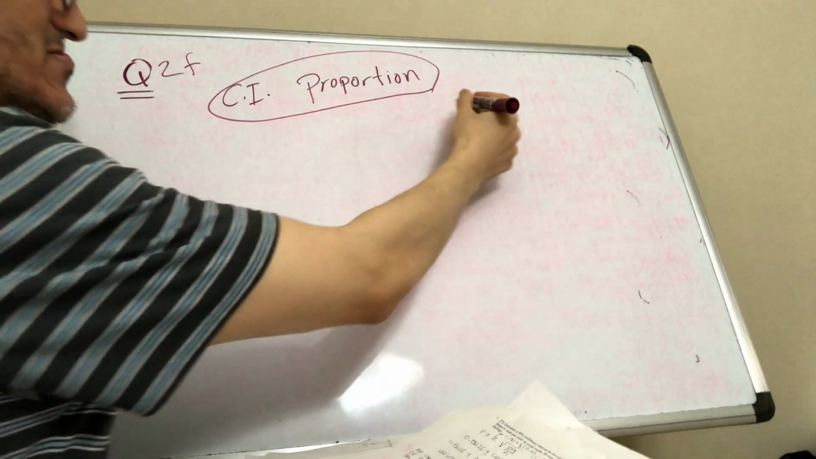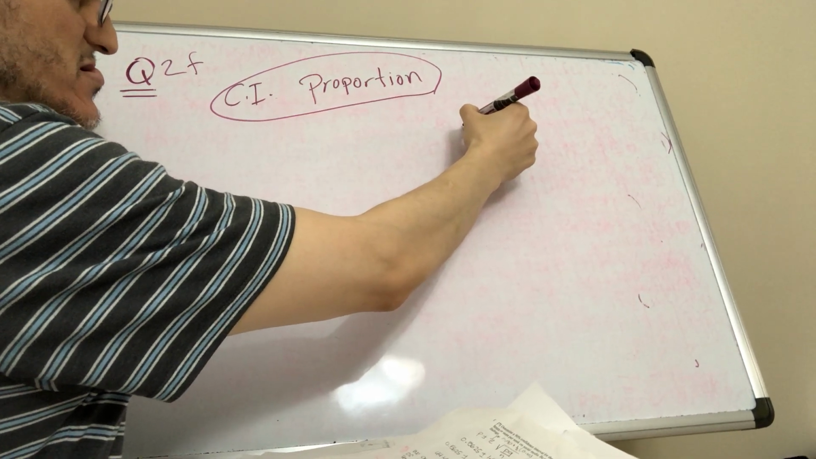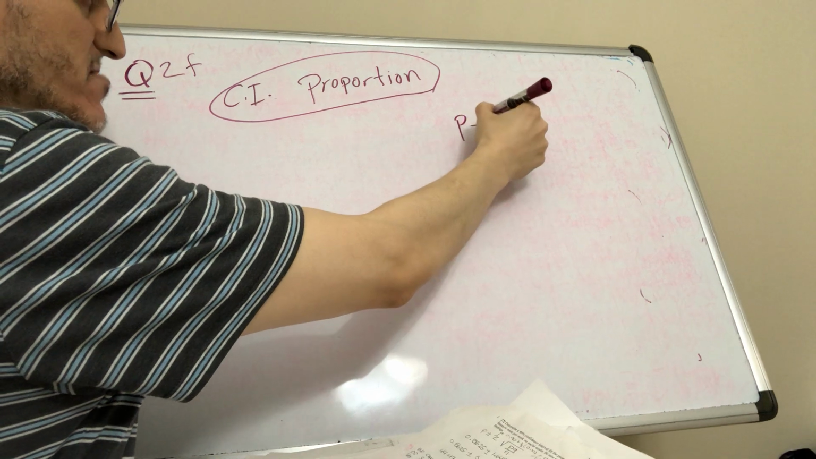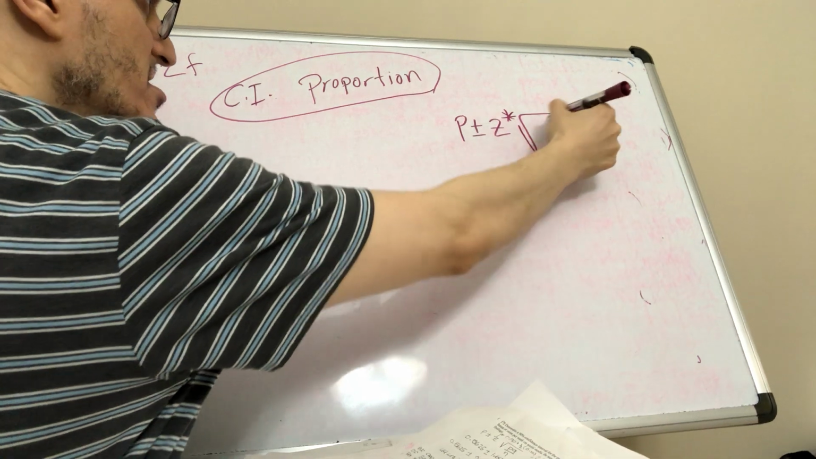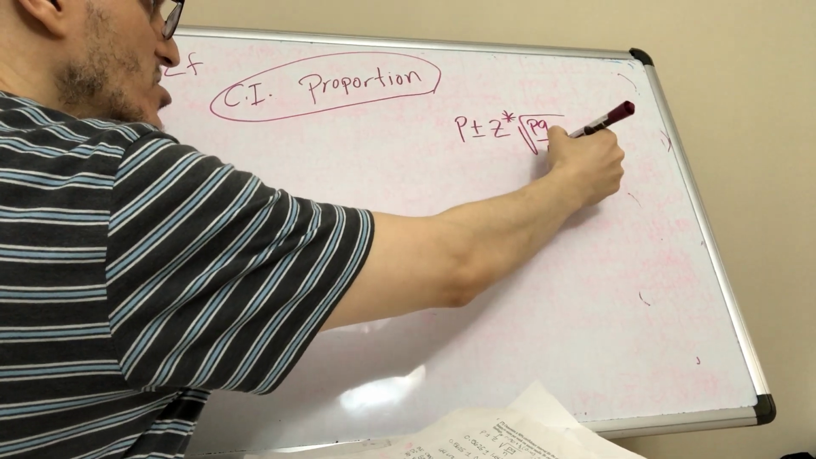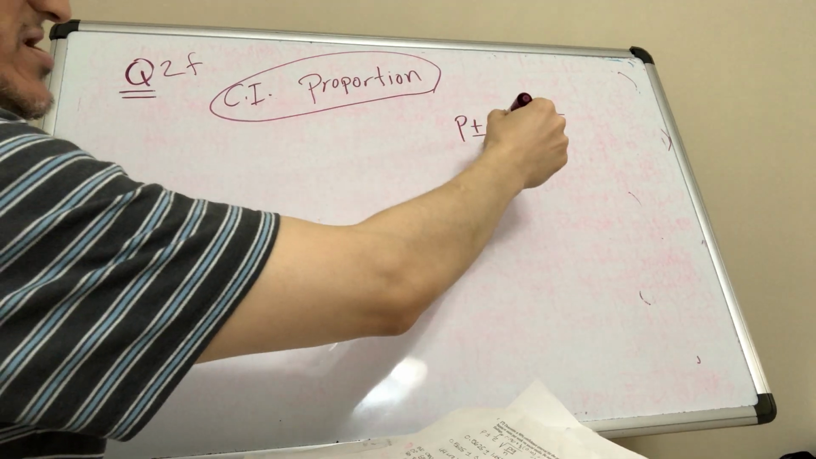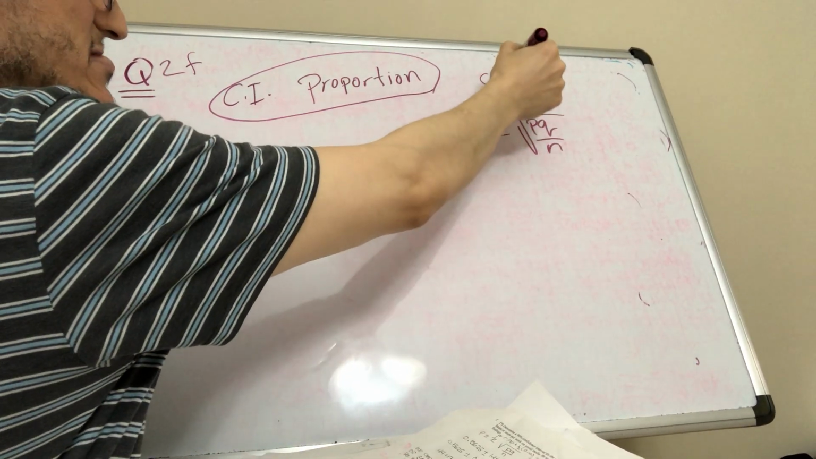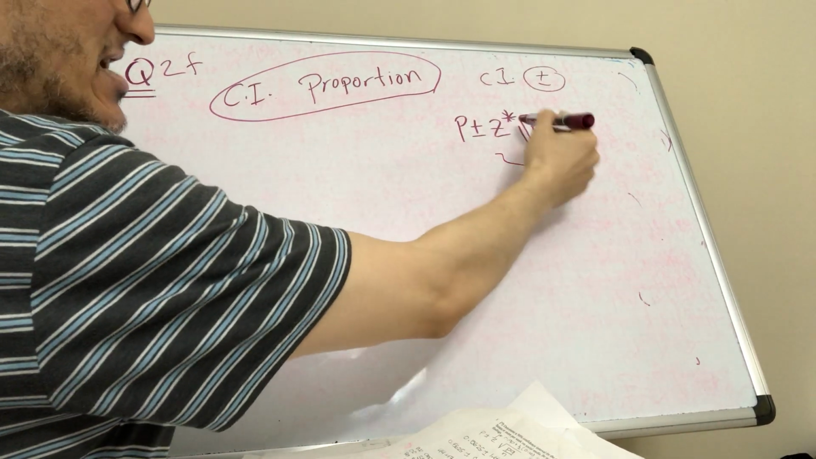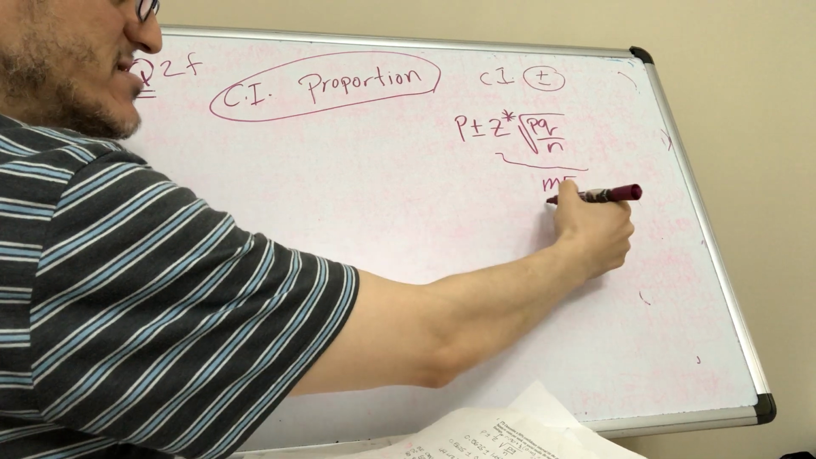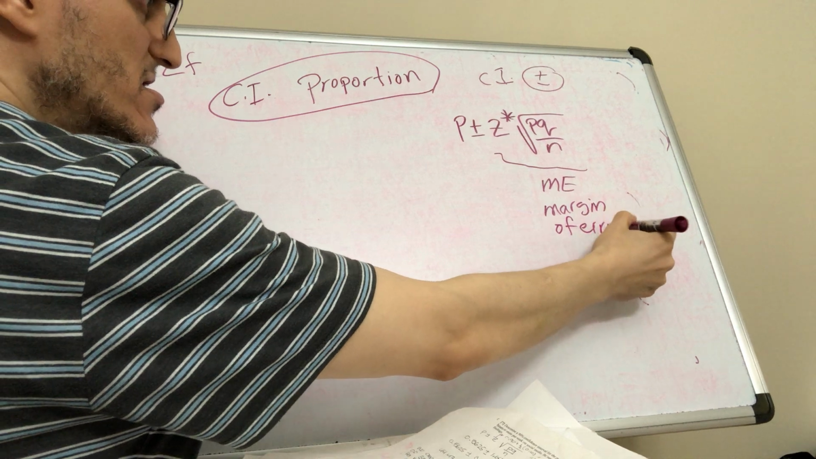Now, for a confidence interval for a proportion, we use this: P plus or minus Z star times the square root of PQ over N, where, like all confidence intervals, there is a plus or minus in it. And whatever comes after the plus or minus is called ME, or margin of error.